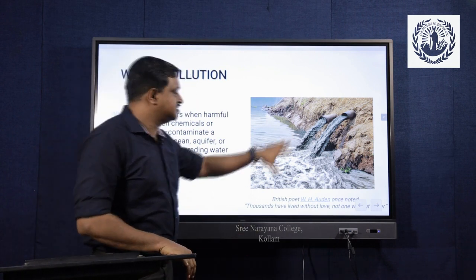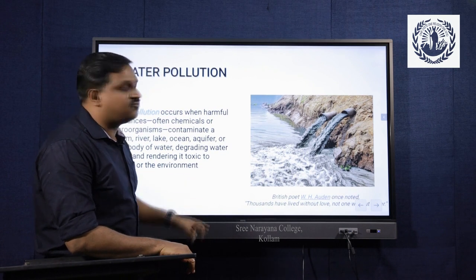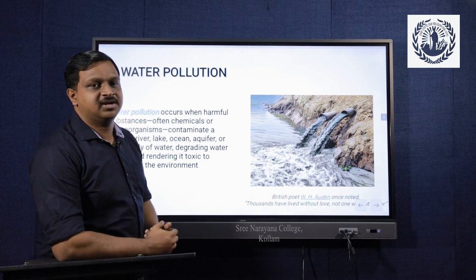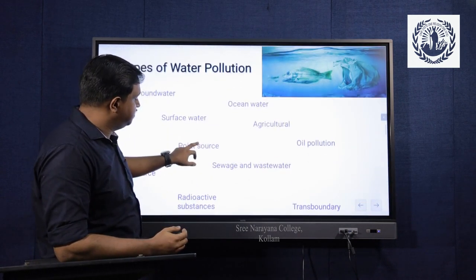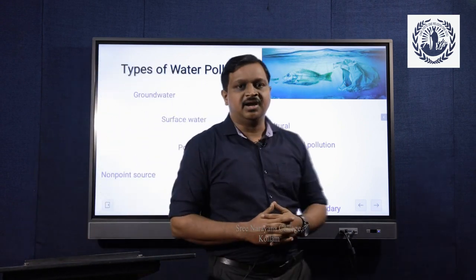You can see the dark color of the water here. So controlling water pollution is very important for the survival of humans and all the other living organisms on the earth's surface. So it is a very important strategy we have to make to solve this, or to make the environment more greener.